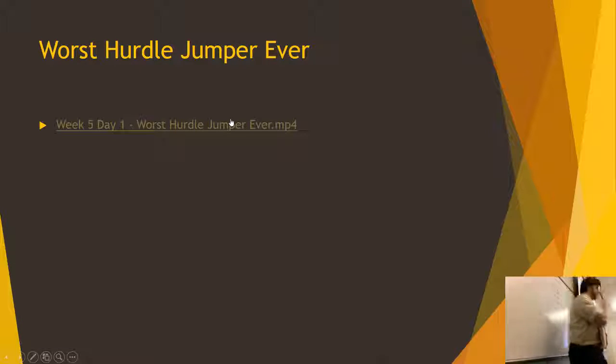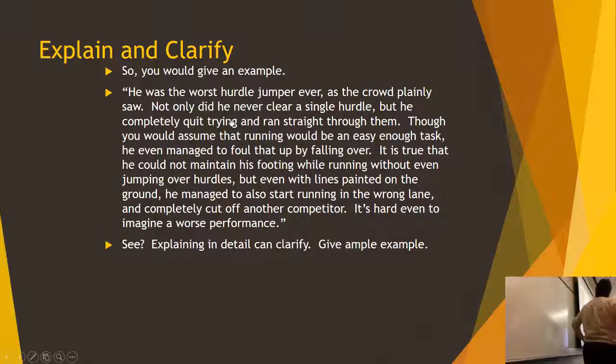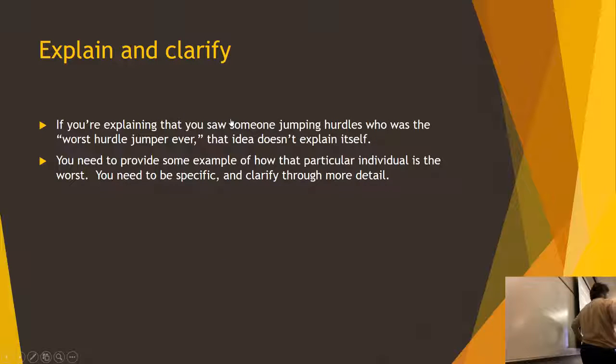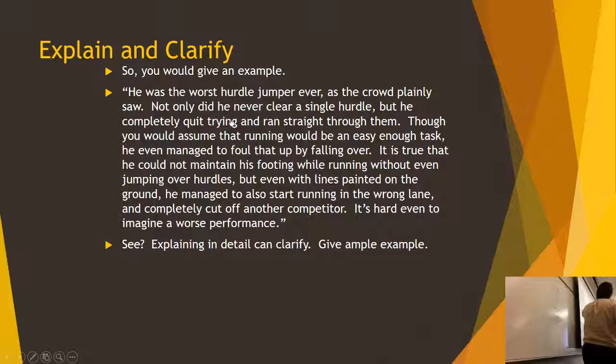That's pretty bad. So, from the explanation that I gave, like, we just like, whoa, I never got that from that explanation, right? Nobody did, because you need the example to explain and clarify. You need to say, he was the worst hurdle jumper, as we could all see. He never cleared a single hurdle. But then he just quit trying, just ran straight through them.